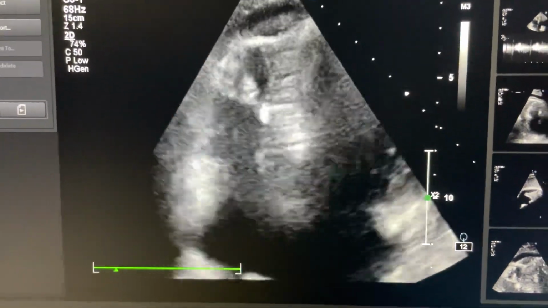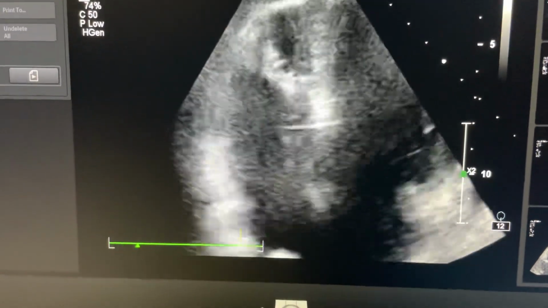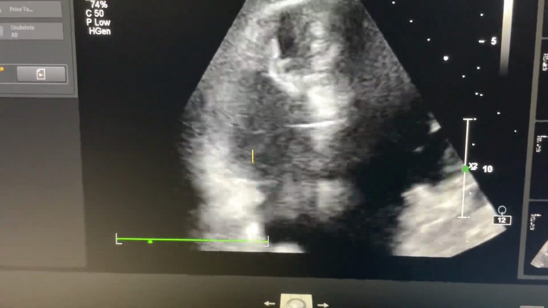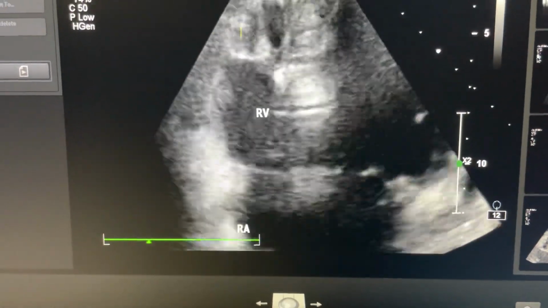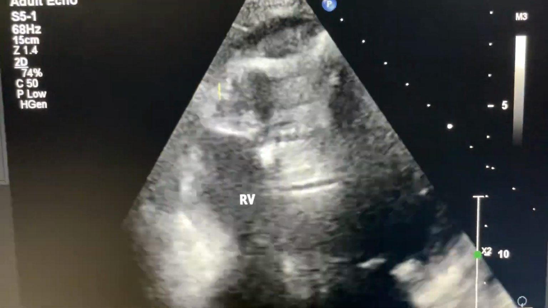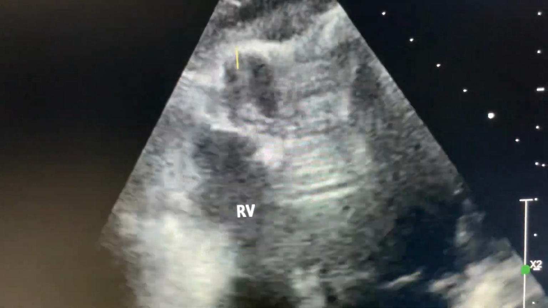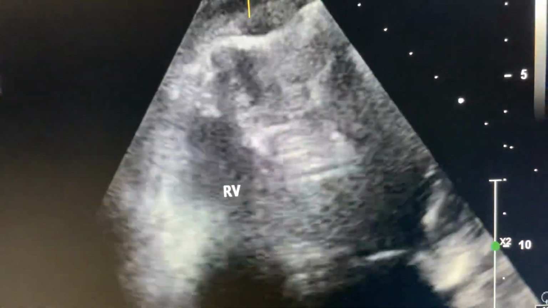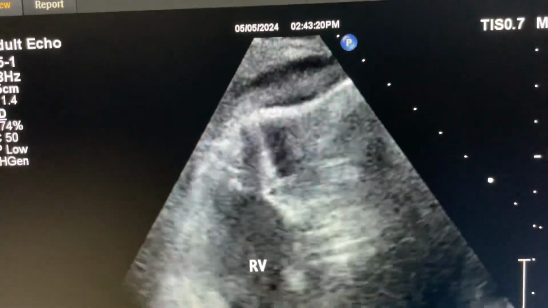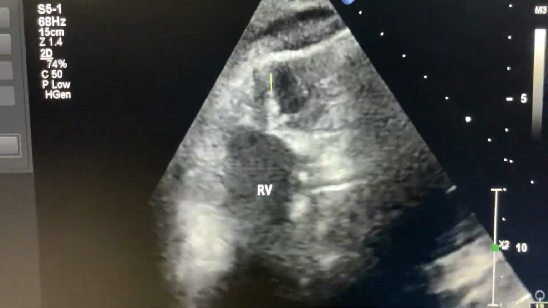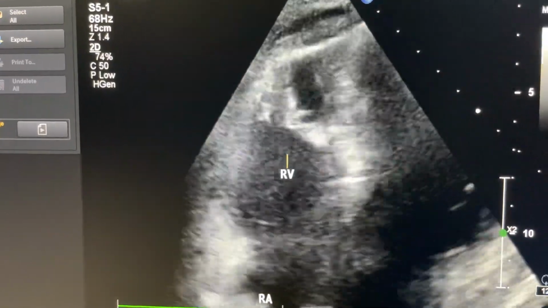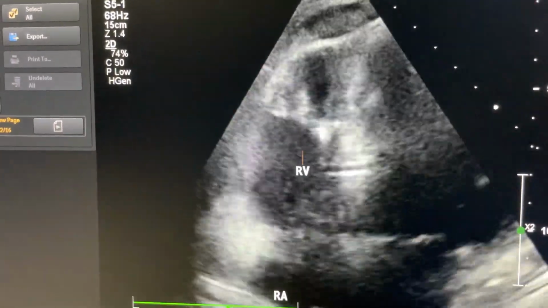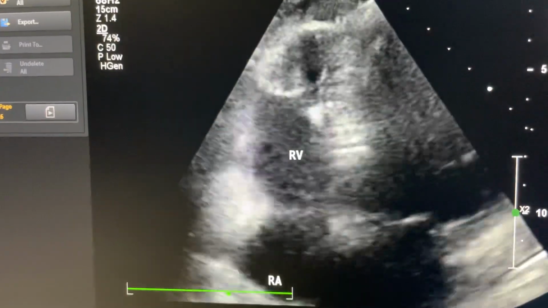Again, you see this is right atrium. This is right ventricle. You can see this portion of right ventricle is akinetic and trivial pericardial effusion localized here. So this is the case of isolated right ventricle myocardial infarction, quite rare.